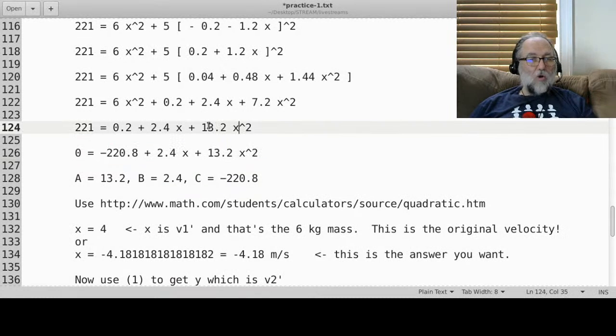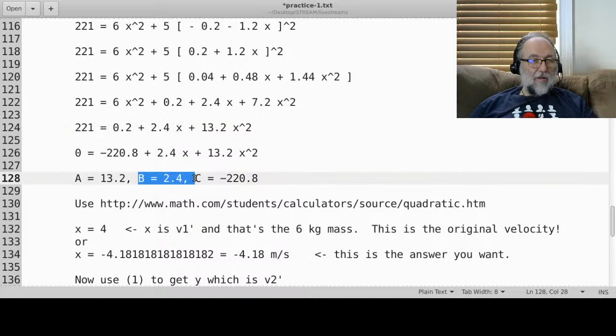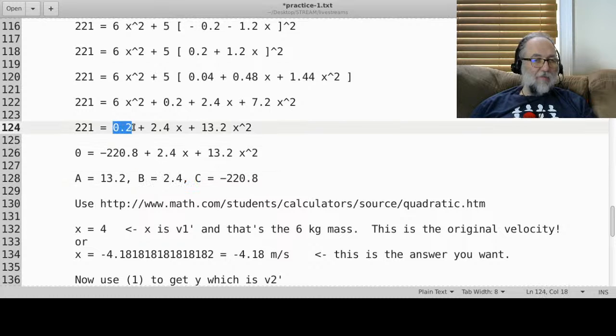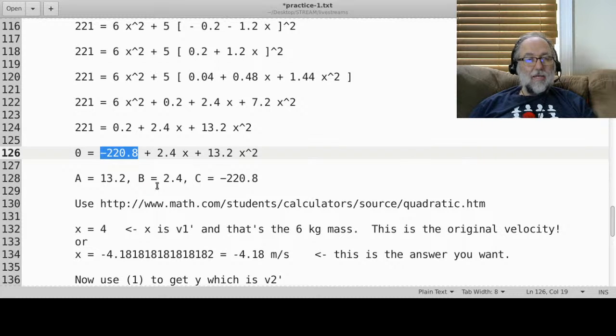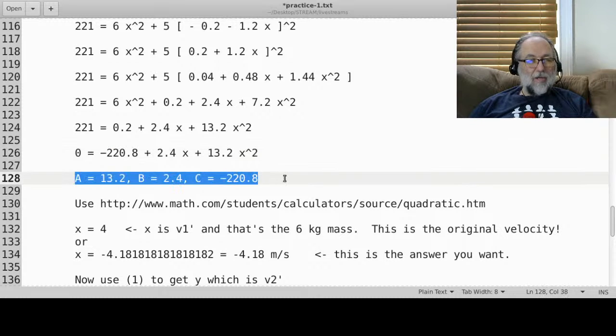And you go, okay, what's my a coefficient? That's the coefficient in front of x squared. And what's the b coefficient? That's the coefficient in front of the x. And what's the c coefficient? That's the constant. That's 0.2. Oh, sorry, no, right here. That's the negative 220.8. And so there we go. Now we're ready to solve using those coefficients.